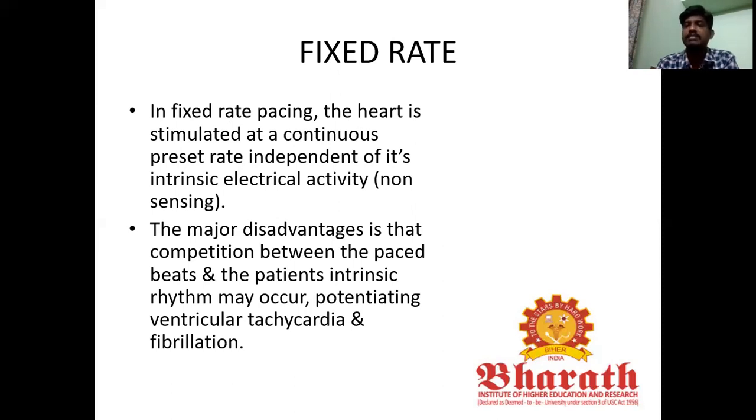The main chance of these complications is while the pacer is inserted into the patient with a fixed rate pacing. The heart is stimulated continuously at the preset rate, independent of its electrical activity, in a non-sensing method. So non-sensing may potentially cause ventricular tachycardia. These are the complications that come under the fixed rate level.